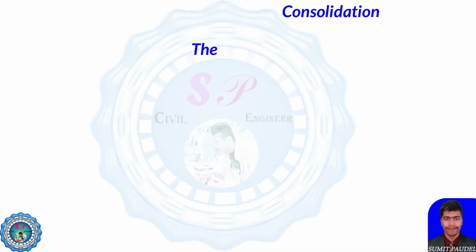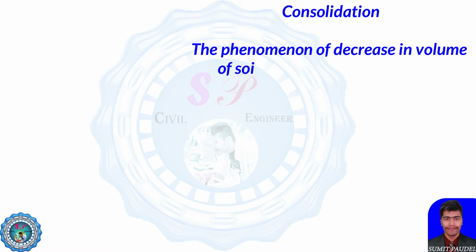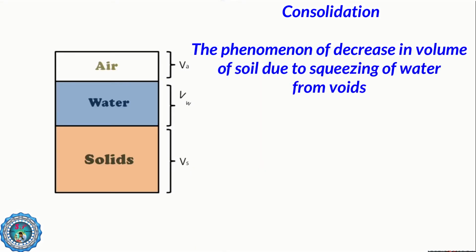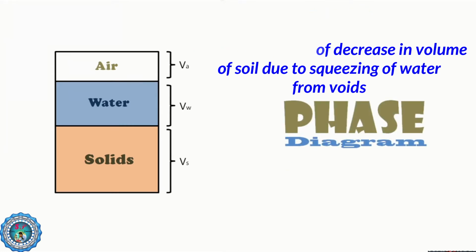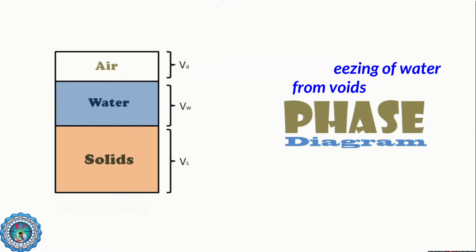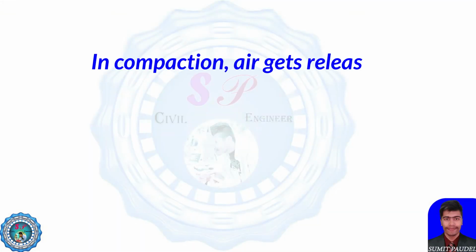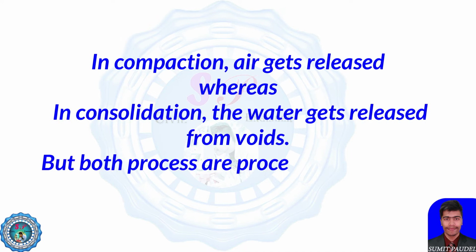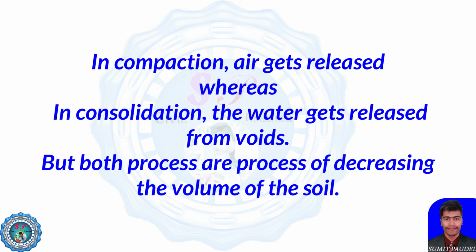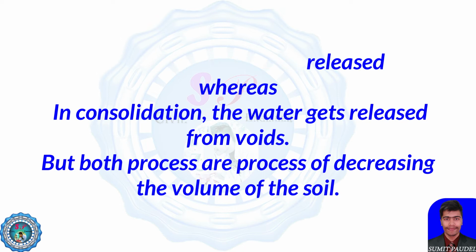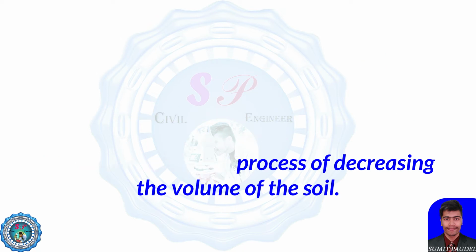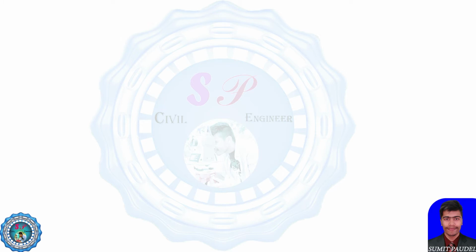Whereas consolidation is the phenomenon of decrease in volume due to squeezing of the pore water. When the water present in the voids gets released or squeezed, then the volume of the soil decreases. Such a phenomenon is known as consolidation. The main difference is that in compaction the air gets released, whereas in consolidation the water gets released from the voids. But both are processes of decreasing volume.